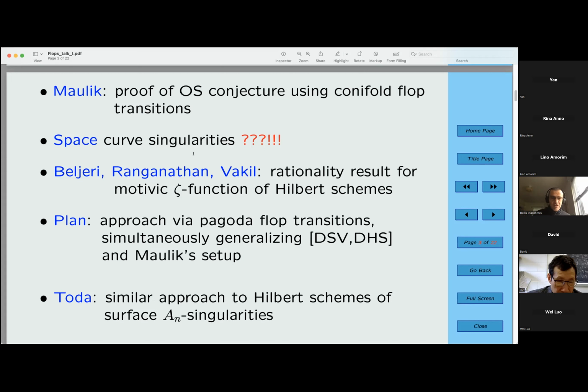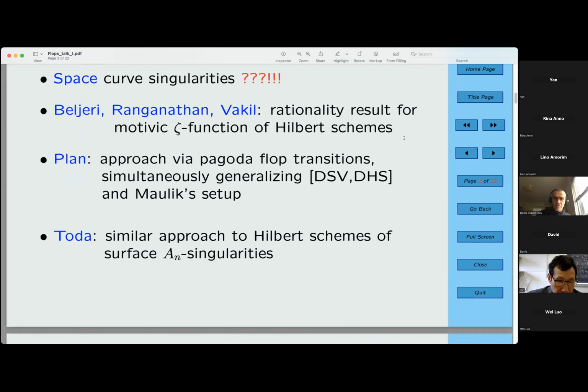There is a result by Bejleri, Ranganathan, and Vakil, proving a rationality result for the motivic zeta function of Hilbert schemes of reduced irreducible singular curves. So this is a strong result, but at the same time, it doesn't offer explicit expressions for the zeta functions or even for the Euler numbers. So what we want to do is to study this problem using what's called the pagoda flop transition.